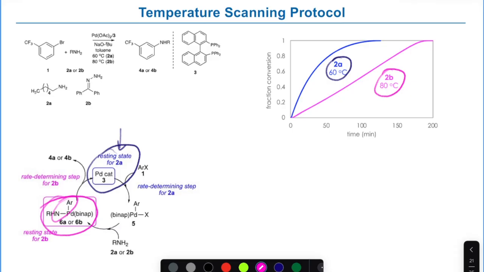I'm only mentioning it because this was just an example where we have two different catalysts with two different resting states. That was determined from some other set of experiments by normal VTNA.